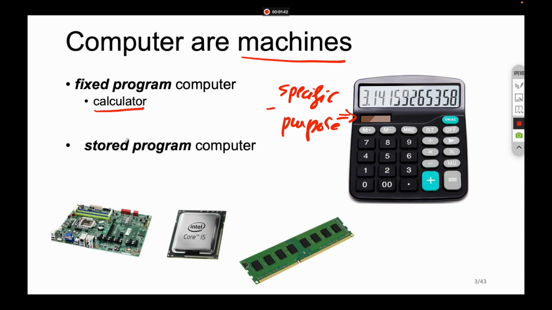We call this one a stored program computer. Actually, you use this computer every day to play video games or watch YouTube or Netflix, for example. This computer we call a multiple purpose computer. So what does it mean?